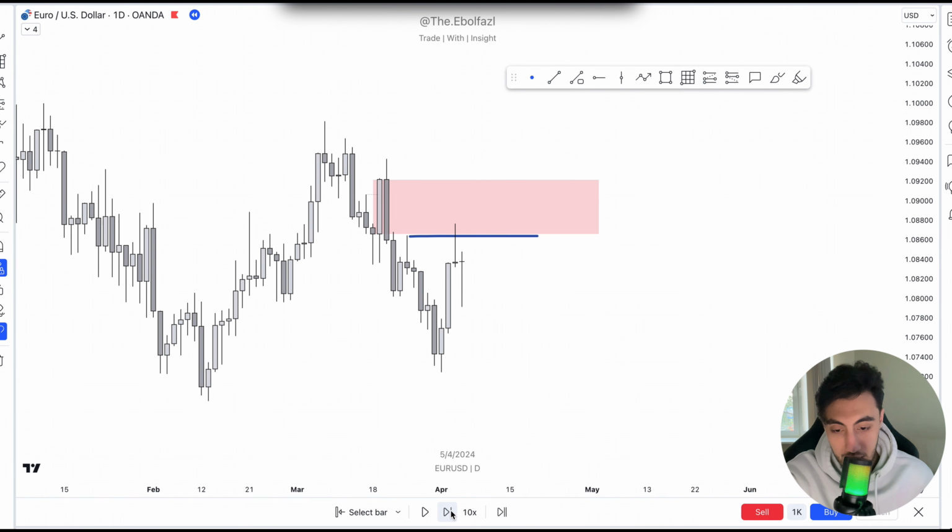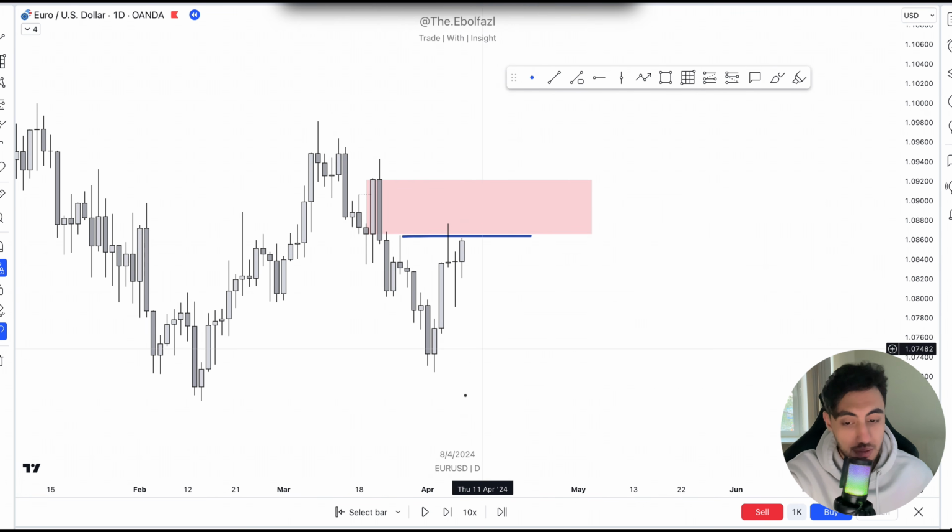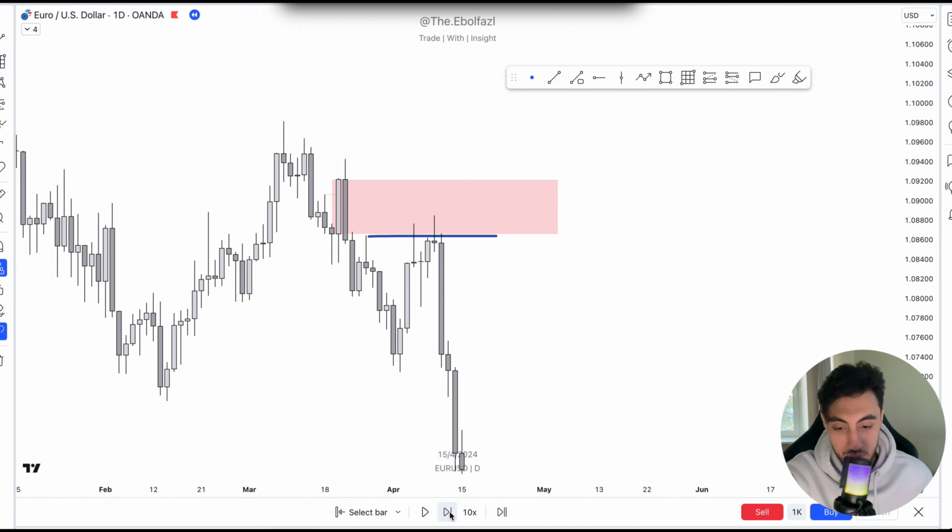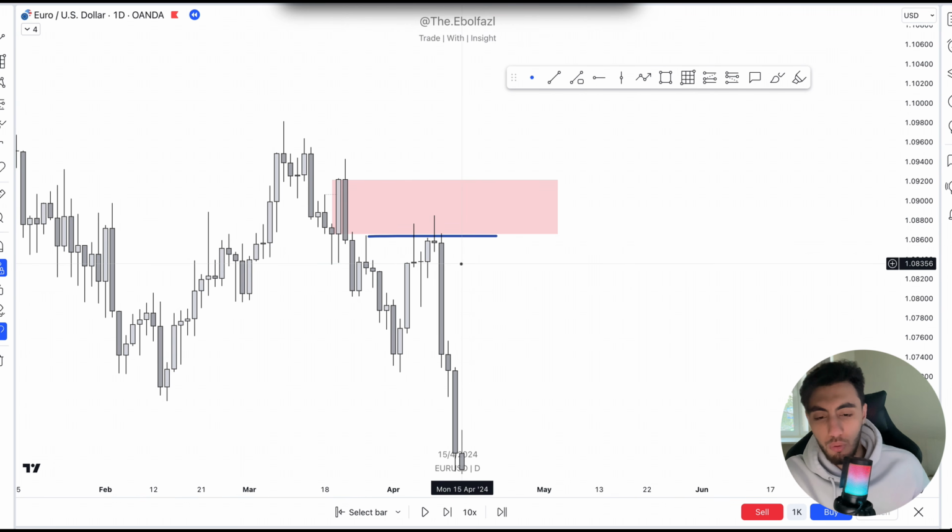Let's see what's going to happen. Price tapped into this area, took the liquidity, and started to reverse. For sure, price also tapped to the 50% of it, but I don't play with the 50% of the order block. I always play with the A level or B level.